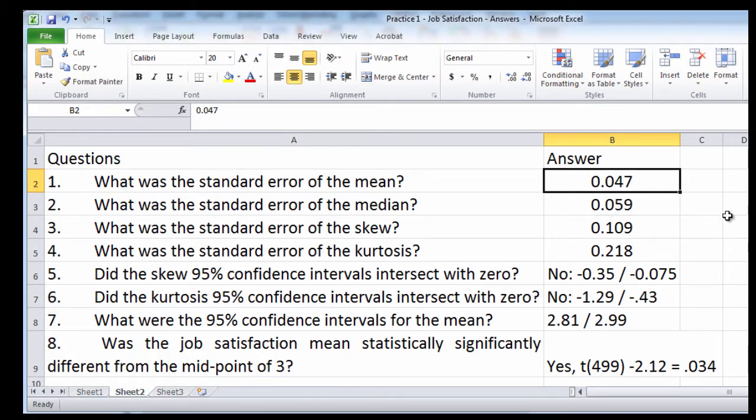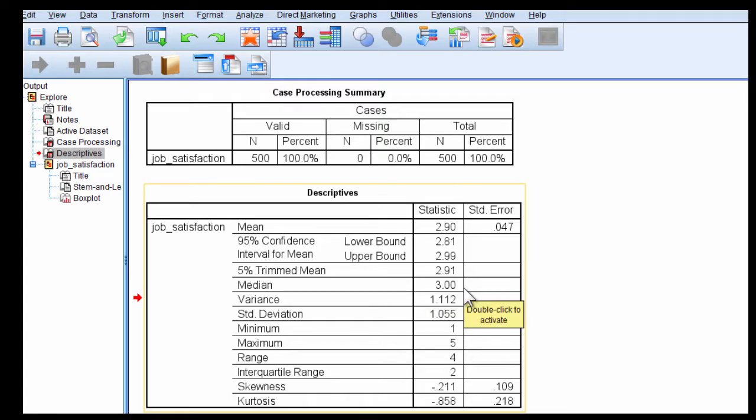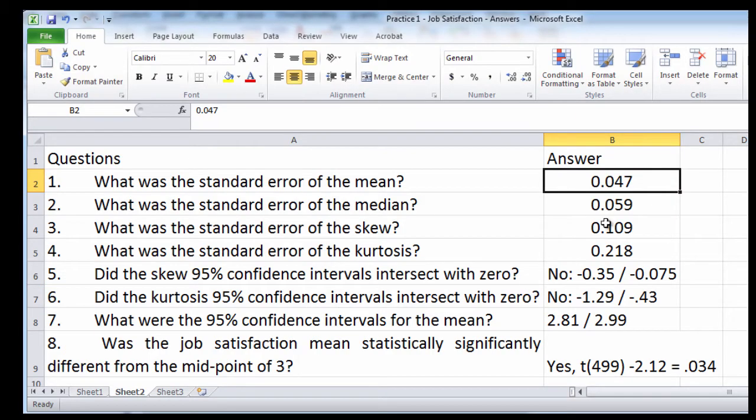So the standard error of the median is always larger than the standard error of the mean. The median is actually 3 right here. So the standard error of the median is a little bit bigger than the standard error of the mean, and unfortunately we don't get the standard error of the median here from SPSS. We have to calculate it ourselves by multiplying the standard error of the mean by 1.253.